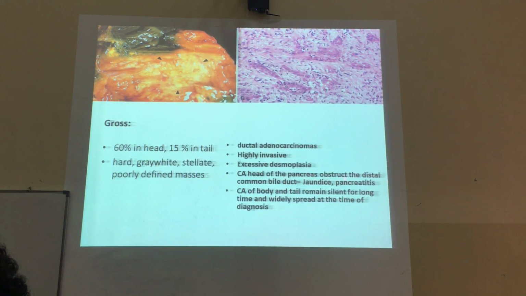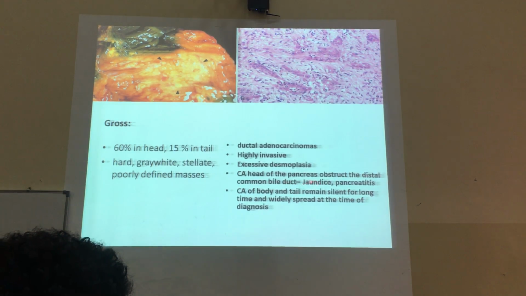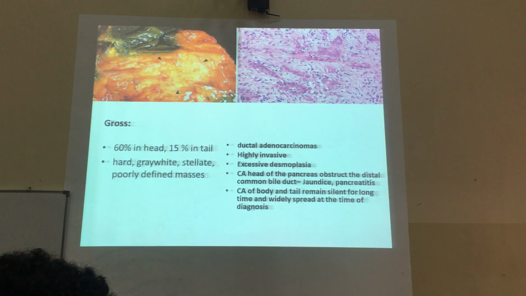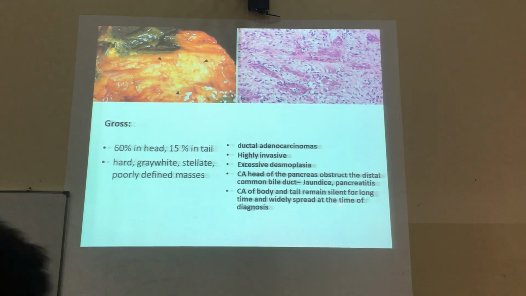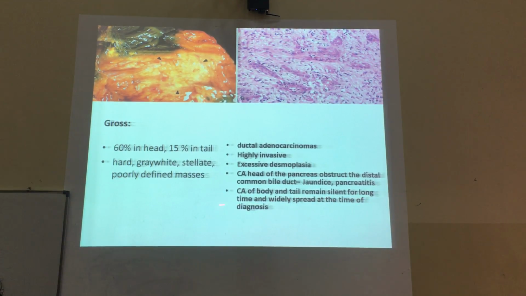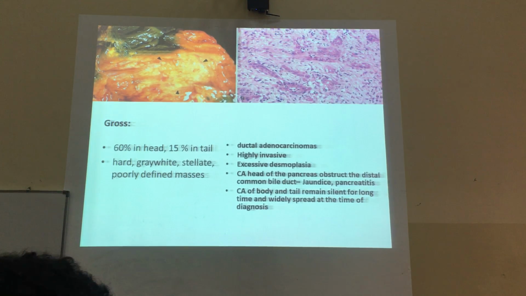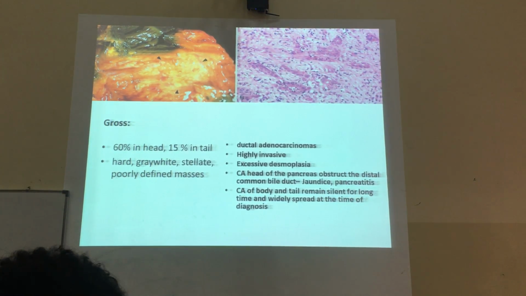Carcinoma of the head of the pancreas obstructs the distal common bile duct, so it usually presents with jaundice. Why? Because once the bile duct is blocked, the bile secretion backs up and leaks into the surrounding area, and a person can be severely jaundiced. It is usually complicated by pancreatitis. Carcinoma of the body and tail remains silent for a long time and is widely spread at the time of diagnosis. Okay, so these are the differences between the different types.